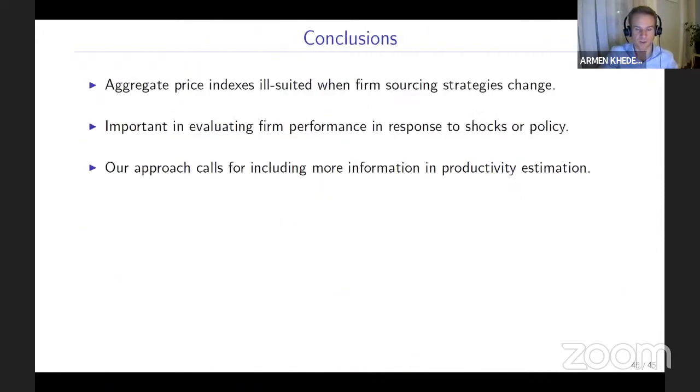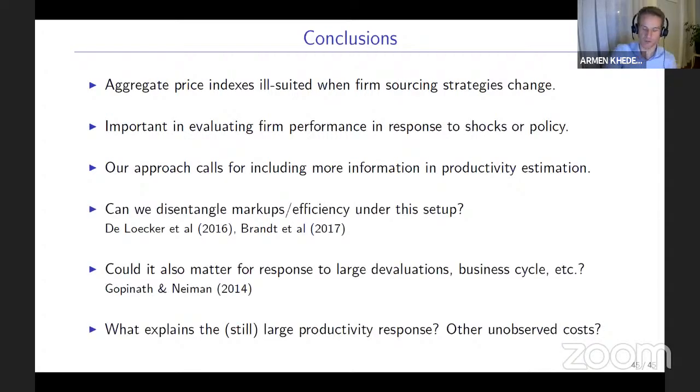Okay, so let me conclude here. What we're trying to argue is that when firms change their sourcing behavior, using aggregate price indexes does not capture well the heterogeneous response and might be ill-suited to reflect the response to shocks or policy. We're trying to bring in more information to more accurately estimate the response of productivity. And we think this approach might also be important to better understand if markups are responding in those episodes, or if it's true efficiency.